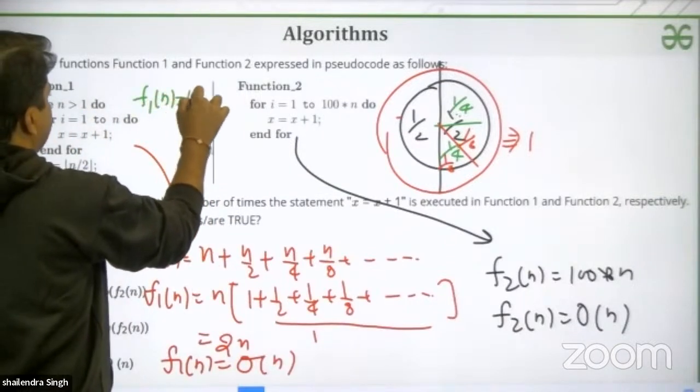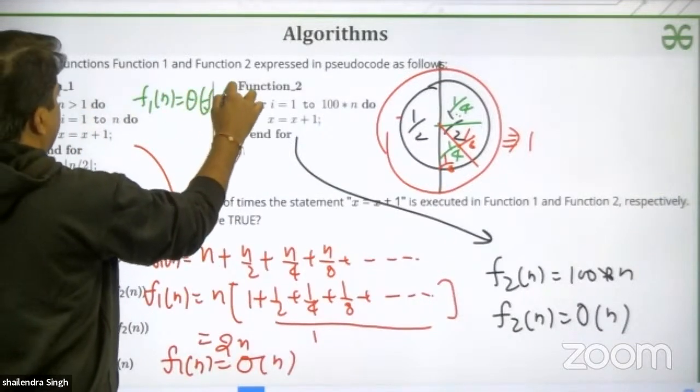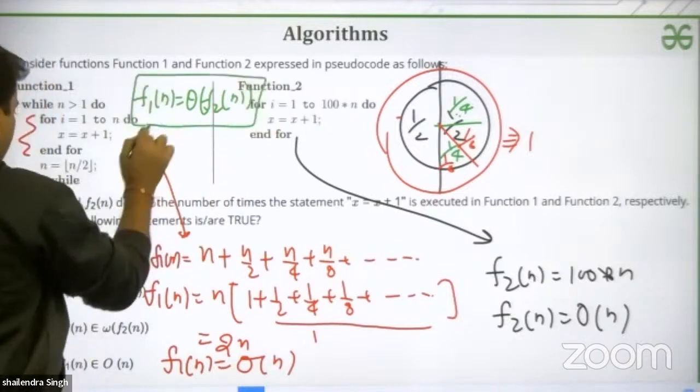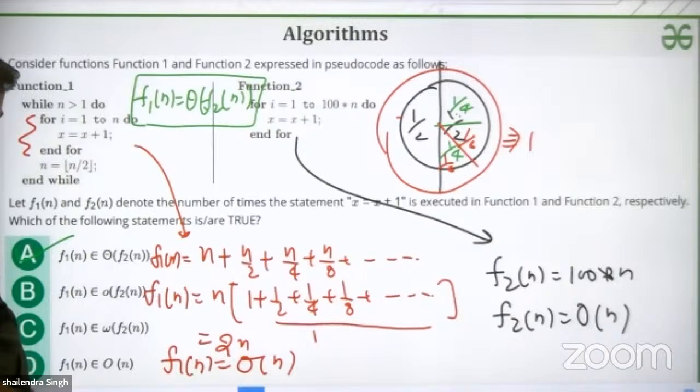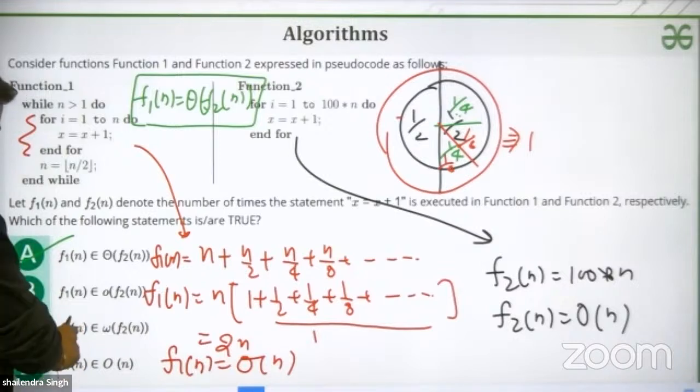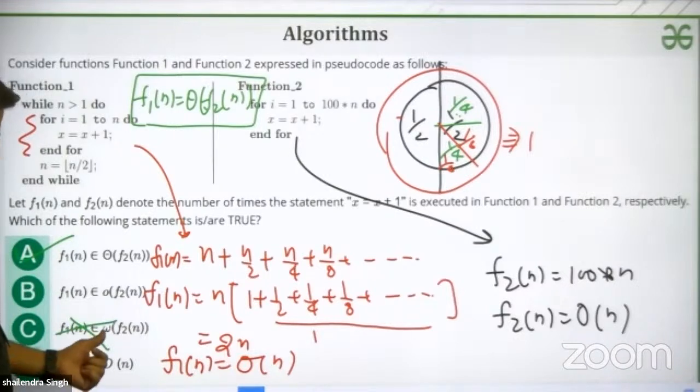f1(n) equals theta of f2(n). Both are asymptotically equal. So which one is the correct option, student? A is the right answer. What about this option? Here it is saying f2 is the upper bound of the f1 function. That's why this is wrong. Here f2 is a lower function of f1. That's why this is wrong.